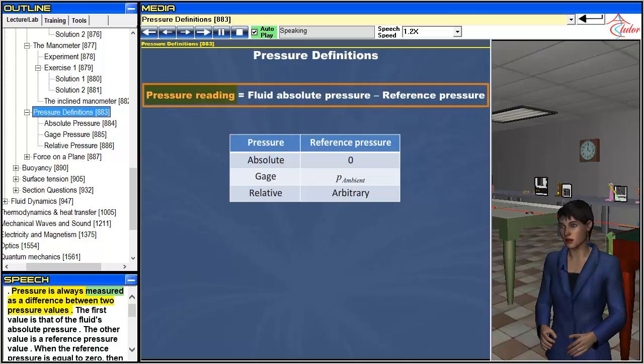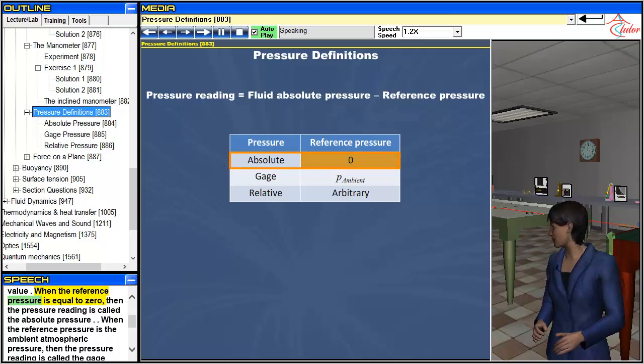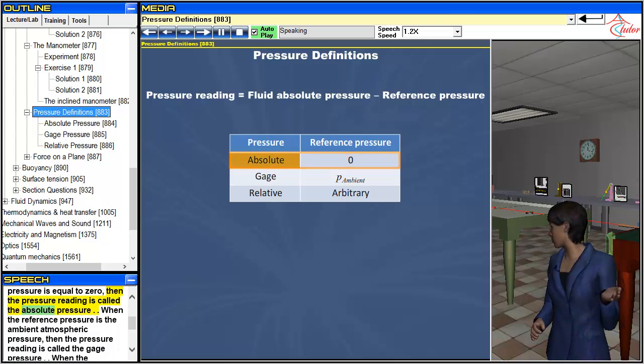Pressure is always measured as a difference between two pressure values. The first value is that of the fluid's absolute pressure. The other value is a reference pressure value. When the reference pressure is equal to 0, then the pressure reading is called the absolute pressure.